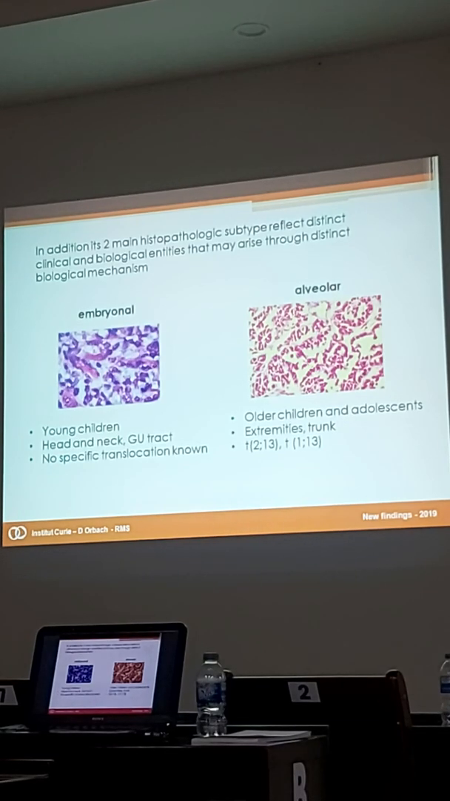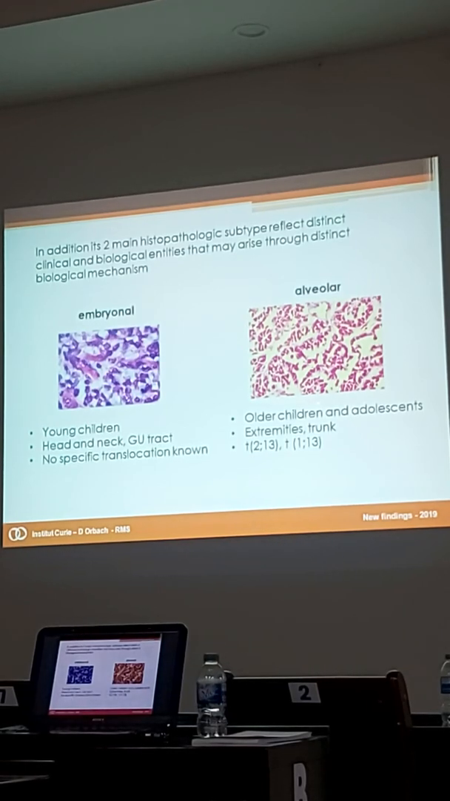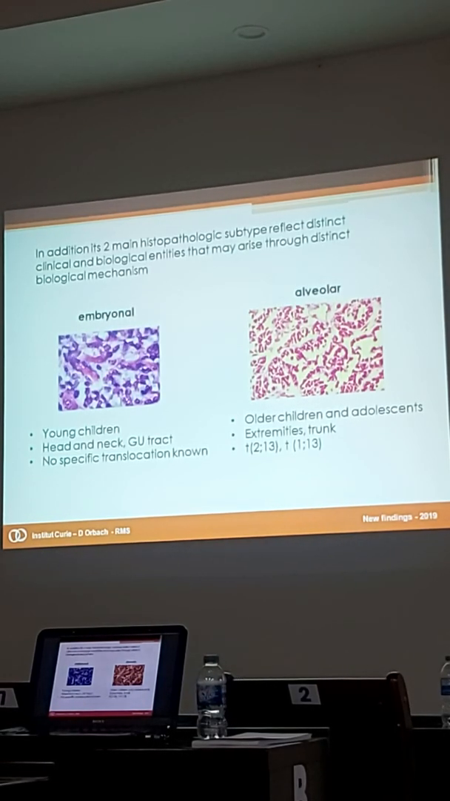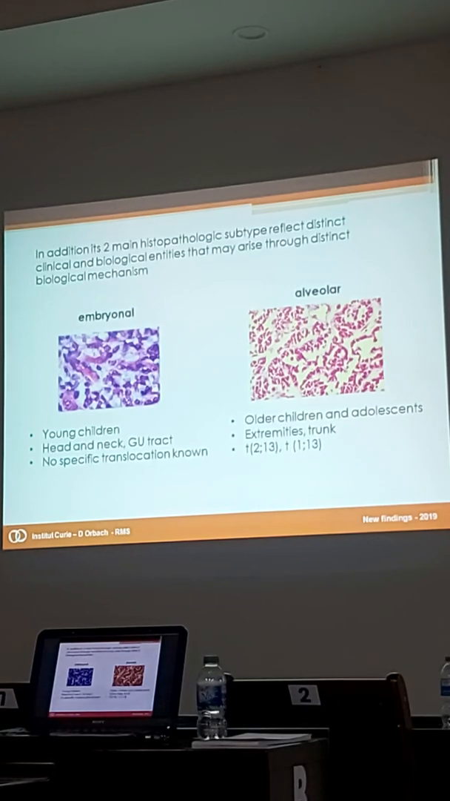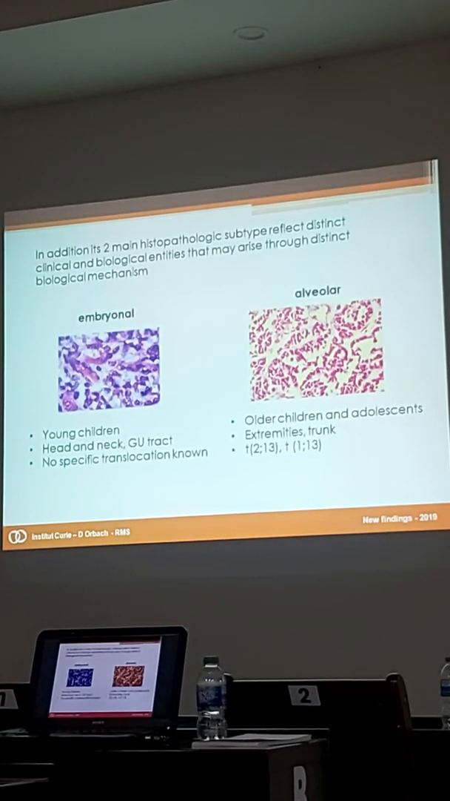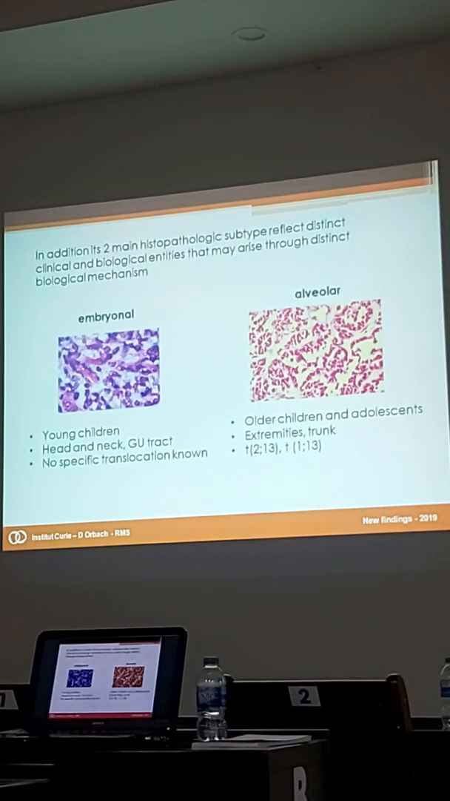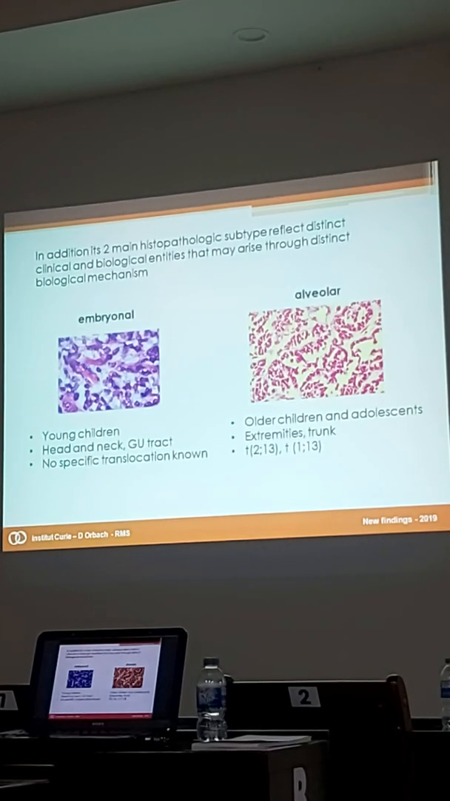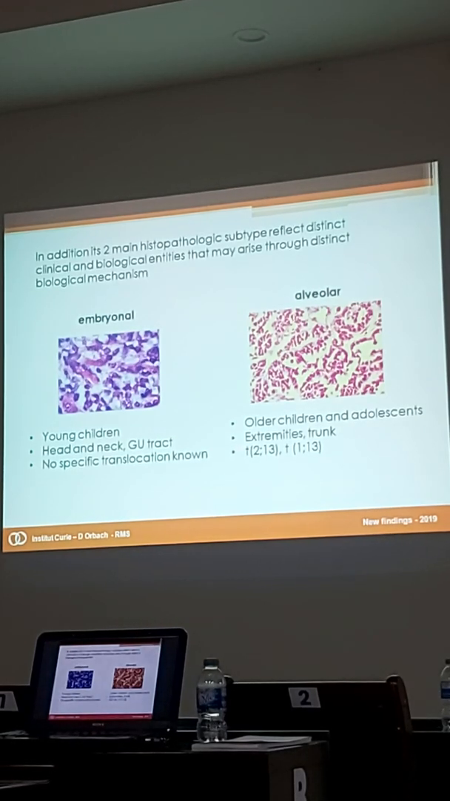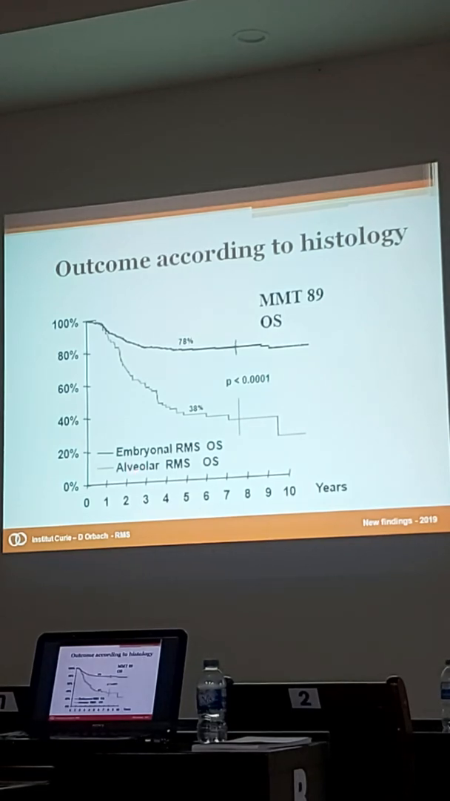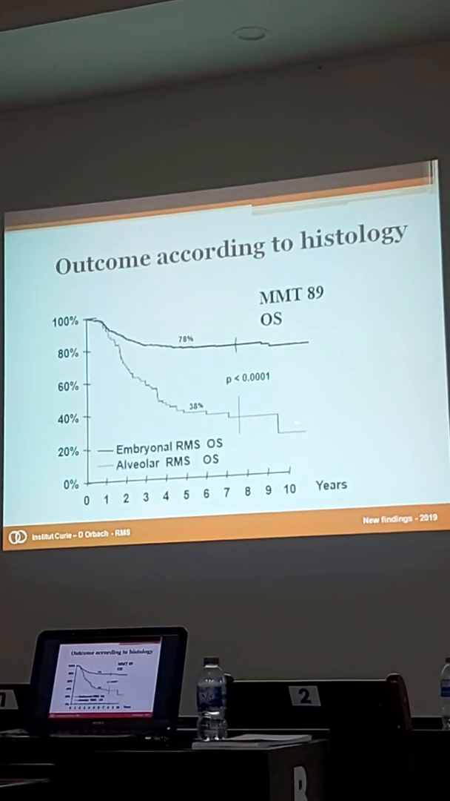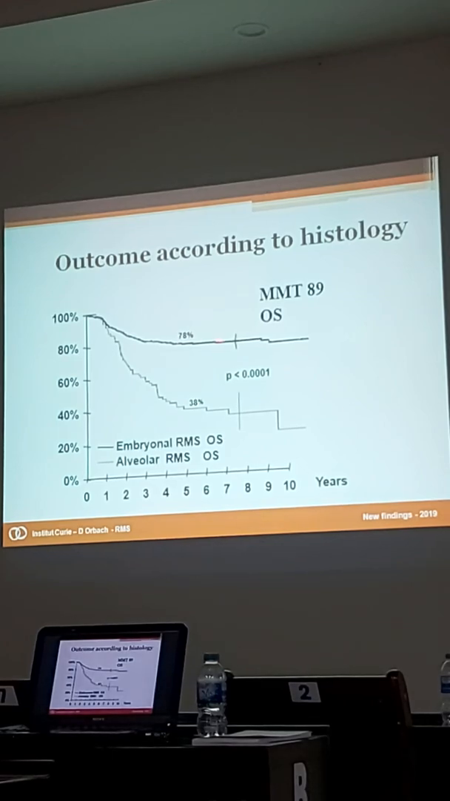And what has been very interesting is that alveolar sarcoma subtypes were totally different from the embryonal subtype. They occur more in the limbs, they were more frequent in adolescents, and many years after, we found that in this subtype there are two specific fusion transcripts, between chromosomes 2 and 13 and chromosomes 1 and 13. And after that, we found that this alveolar rhabdomyosarcoma subtype has a much worse prognosis than the embryonal one.